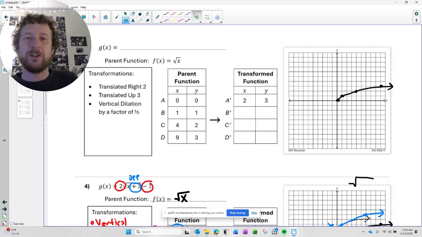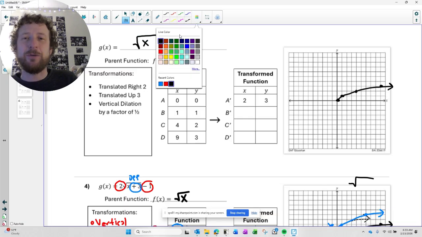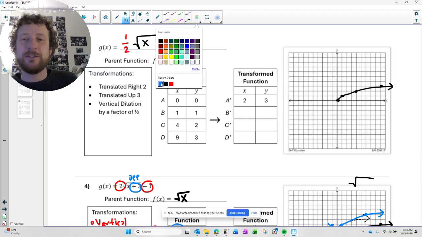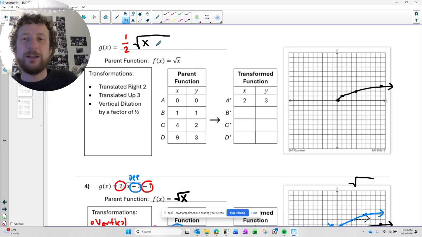For the transform function, I'll start by leaving a gap and then writing a square root and then putting an X and then leaving some extra space. That's where I'll put all my transformations. So it says vertical dilation by a factor of 1/2. That's what goes in front. There's my vertical dilation.